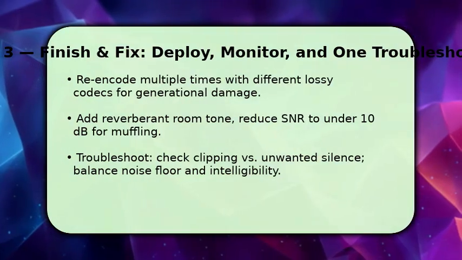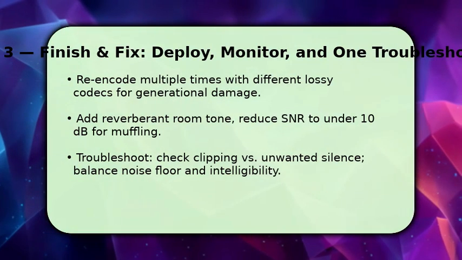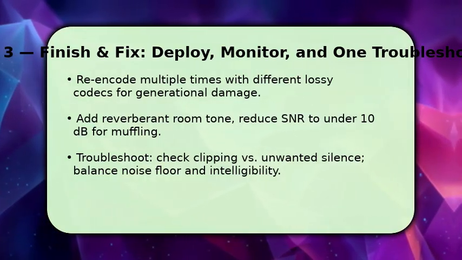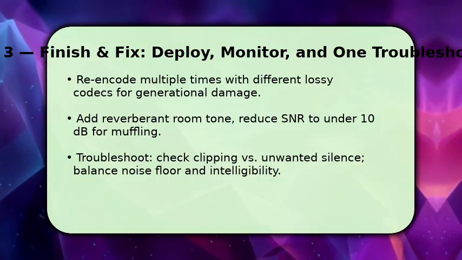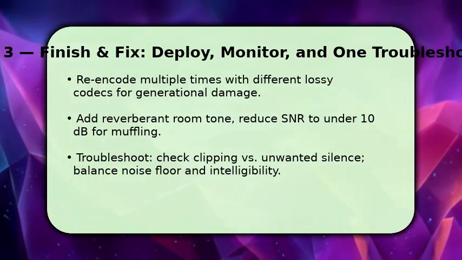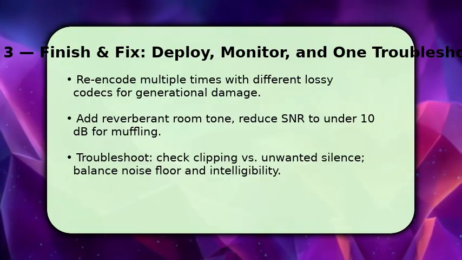Finish by stacking lossy processes until the audio is unmistakably poor. Re-encode several times with different lossy codecs to create generational loss, then blend in a reverberant room tone and reduce the signal-to-noise ratio to below about 10 dB to make speech muffled.